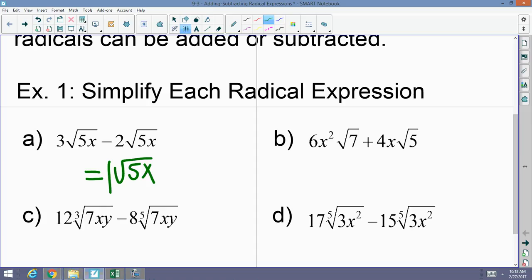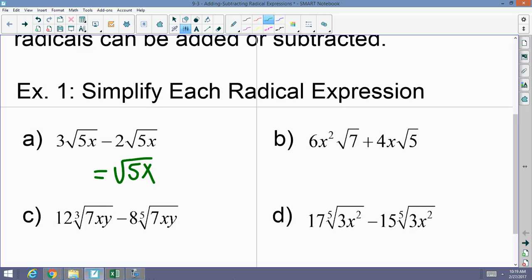Yes, sir. No, that 1 is totally not needed. I just said remember, because for whatever reason, a lot of my students forget that there is an imaginary 1 there. Thank you, sir.